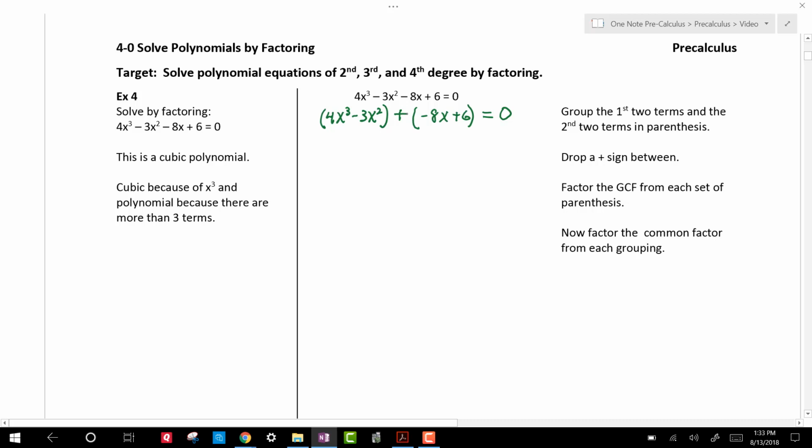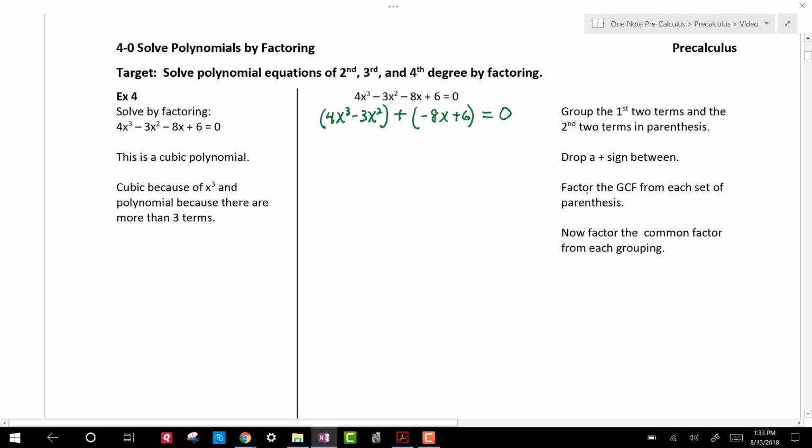If you put the negative on the outside, then you've got to change this positive 6 to a negative as well. So hopefully you kind of see how the distribution of the negative would work there, but if you want to put the negative on the outside, that's fine. You just got to change both signs inside the second set.